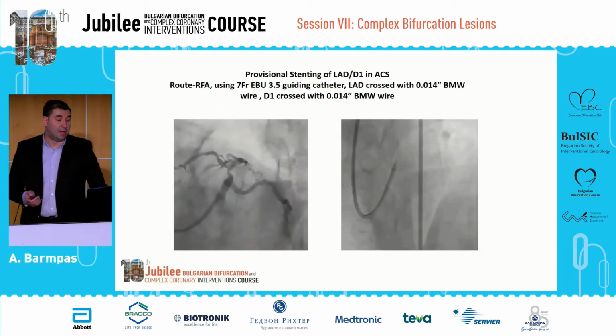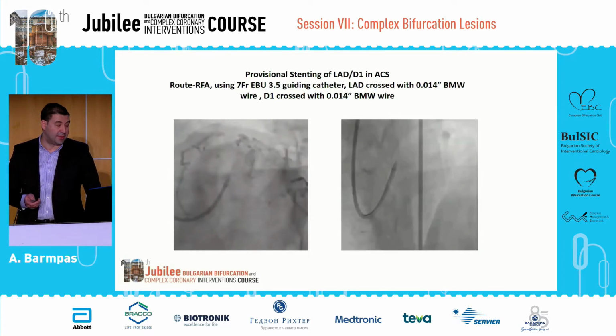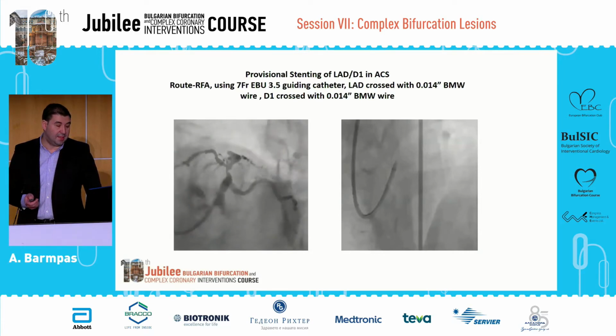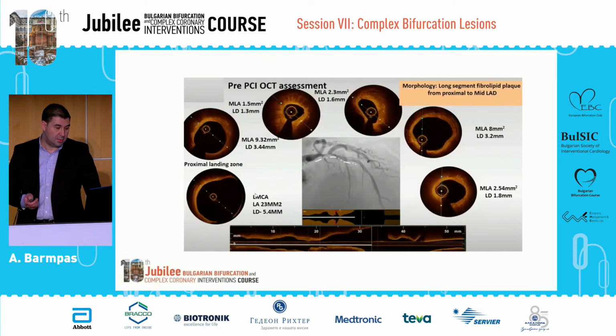Here is an example of a provisional stenting of an LAD D1 bifurcation in the setting of an acute coronary syndrome. Both LAD and diagonal were crossed with a BMV wire, respectively. The pre-PCI OCT assessment showed a long segment fibrolipid plaque from proximal to mid-LAD. There was no stenosis in the diagonal branch.